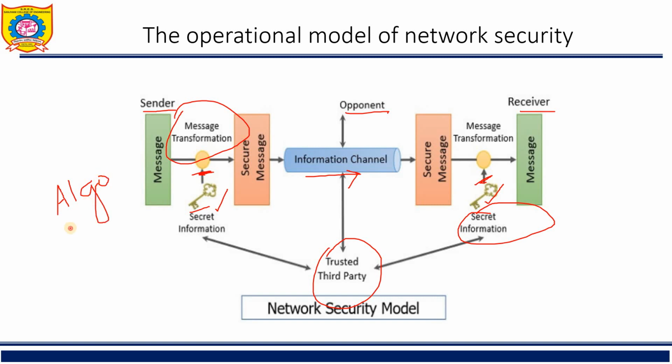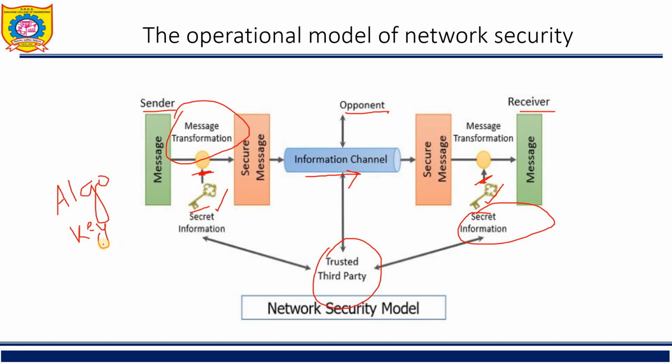Second point, we need a key. The key will be required to encrypt the message, and the same key will be used to decrypt the message also. So without the key it is not possible to encrypt the message, right? So we need two things, algorithm and the key.